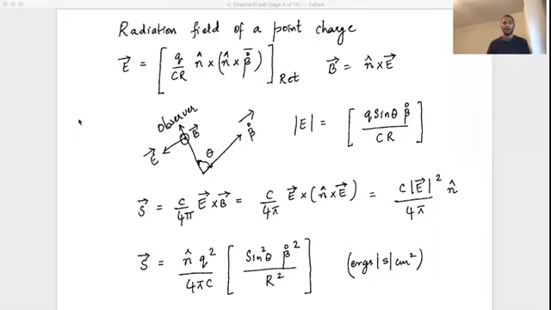Okay, so we now have an expression for the fields radiated by a point charge. And so what we're going to do in this video is actually use that expression and try to find some properties of it, try to calculate some other secondary parameters of interest. And to do that, again, I'm going to be using the non-relativistic expression.